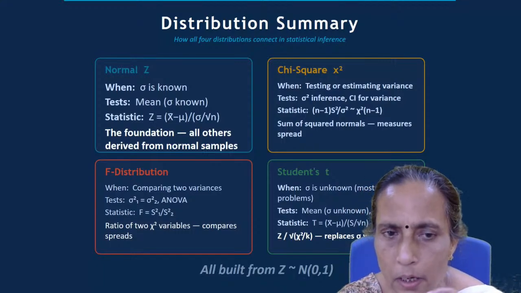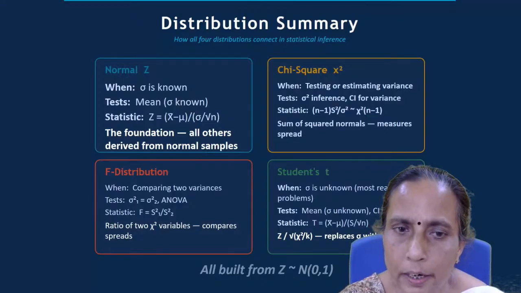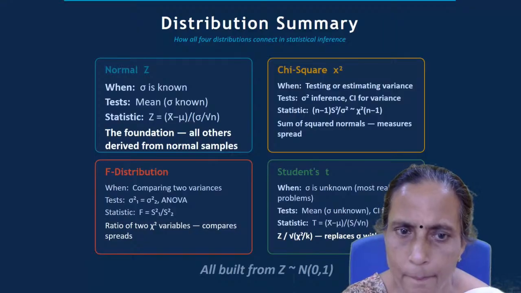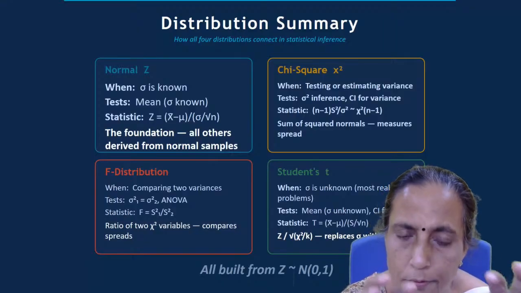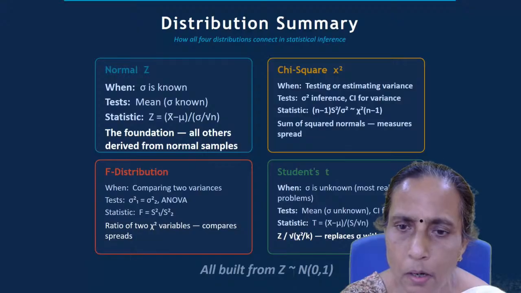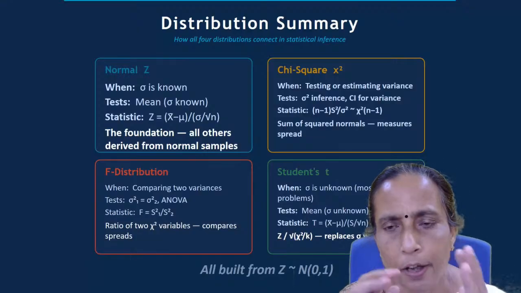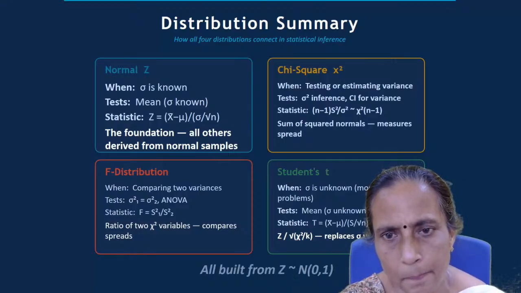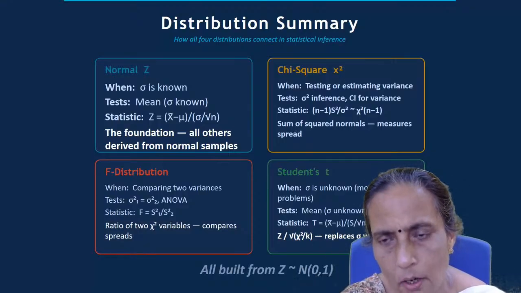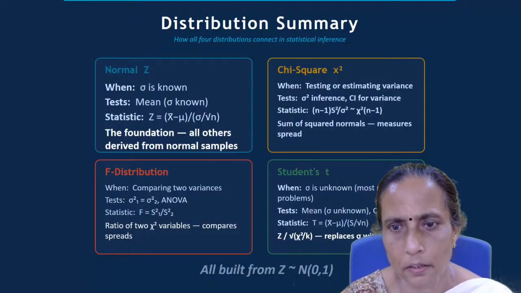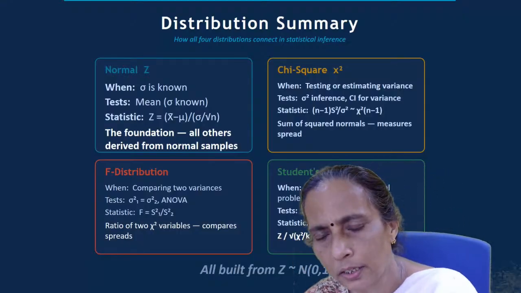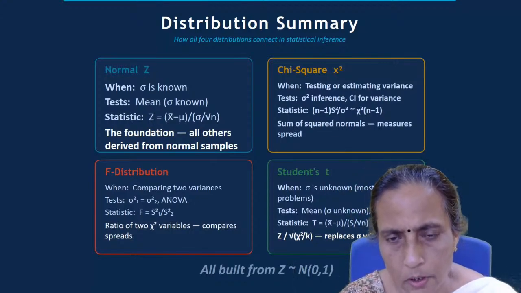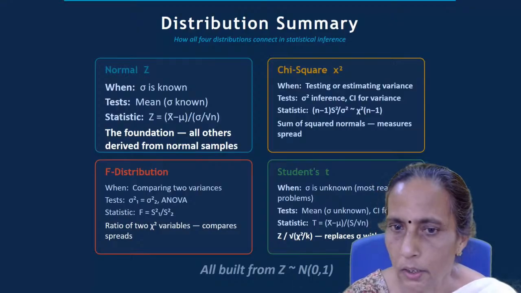mean minus population mean divided by standard deviation upon square root of n, where n is the size of the sample. This is the foundation for all others derived from normal samples. Chi-square is used for testing or estimating variance, sigma square, that is inference, confidence interval for variance, and the statistic is (n minus 1) s square by sigma square, which is the chi-square distribution with n minus 1 degrees of freedom.